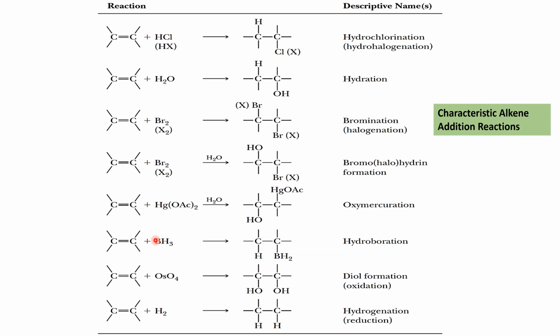Hydroboration means there is a boron which will be added, and the hydrogen will also be part of that alkene, and we will get the alkanes generally, but they are the boroalkanes. So there is the hydrogen which is also added to it, and there is a BH2 which is part of another carbon.